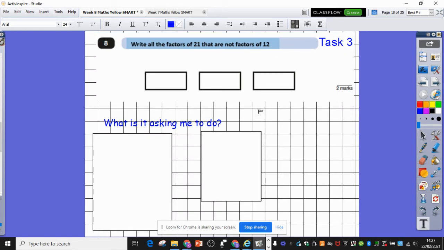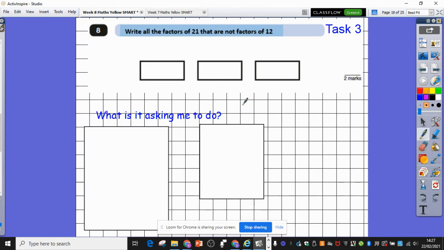So let's have a look at this. This question is worded slightly differently. Don't let it throw you. We've got: write all the factors of 21 that are not factors of 12. So I'm really looking for factors of 12 that appear in 21, and then what don't appear will be my answer. And I know there's 3 of them because there's 3 boxes.